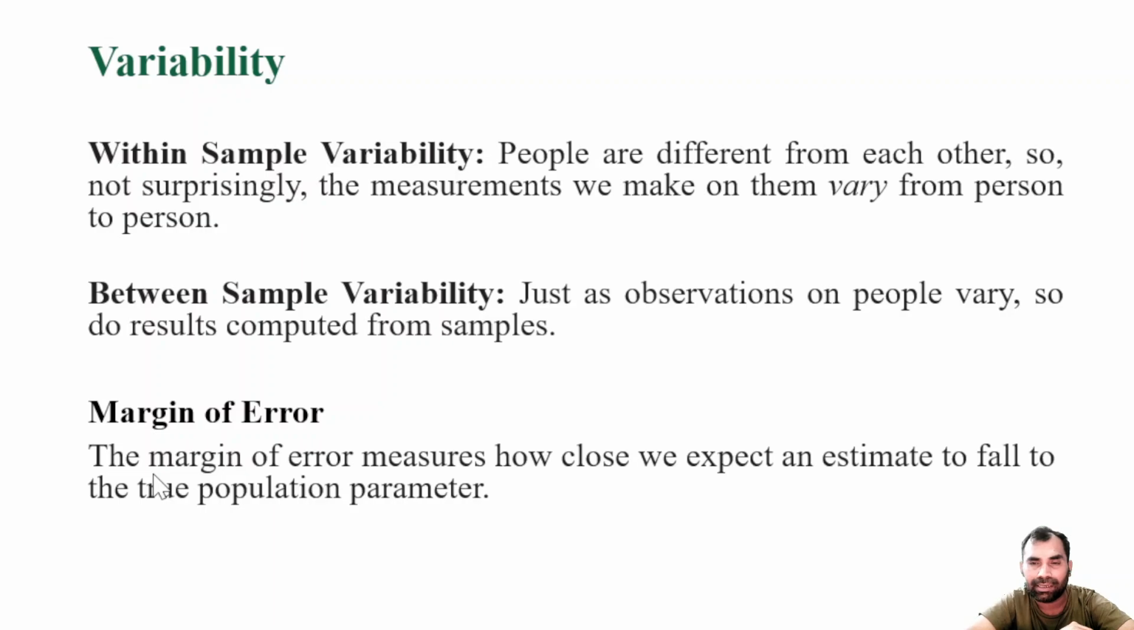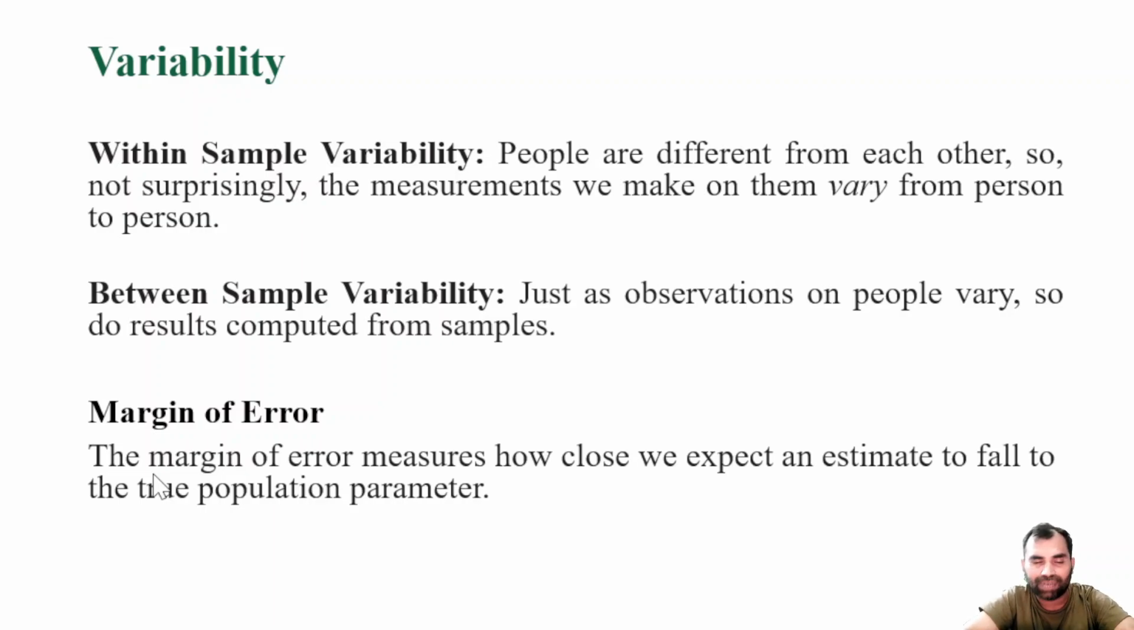Then again I pick a second sample B of 5 students and measure their height, and again you will find that there is a difference in height. If I compare group A with group B, there will be variation between the groups. So within the group we may find some variability, and between the groups we may find some variability. People are different from each other, so not surprisingly the measurements we make on them vary from person to person. Between samples, just as observations on people vary, so do the results computed from the samples.